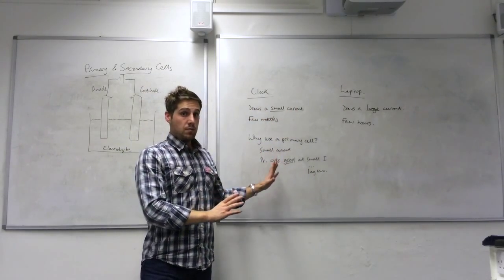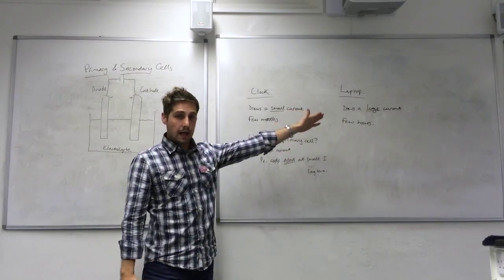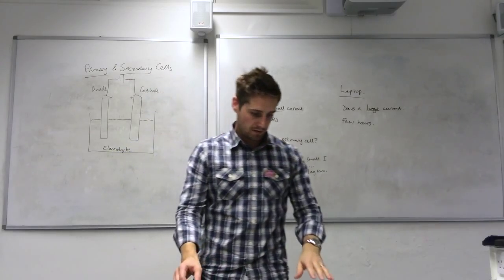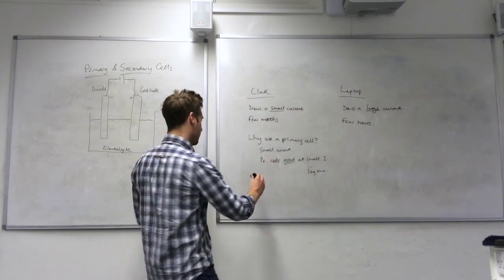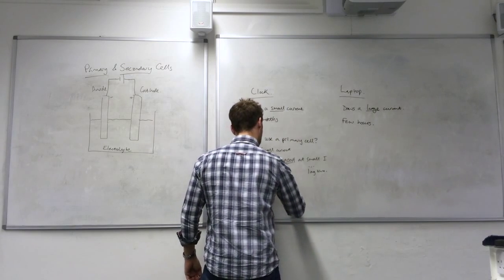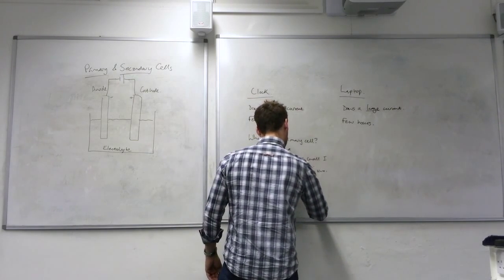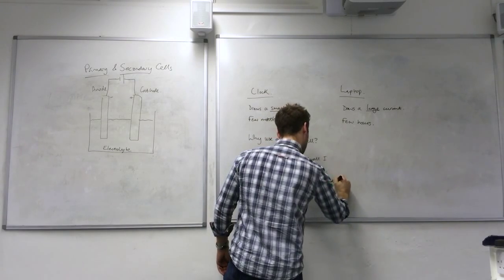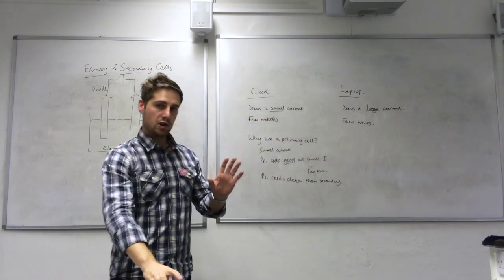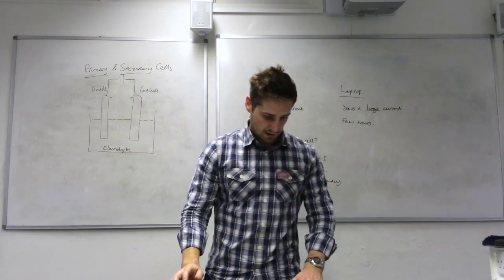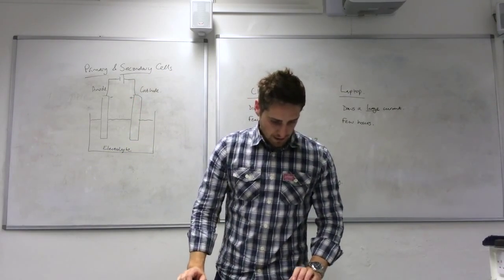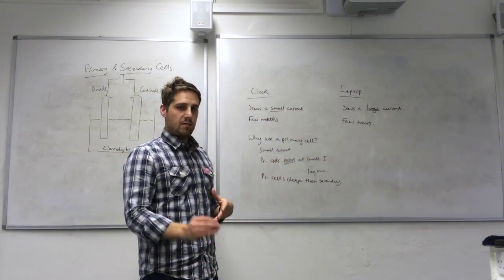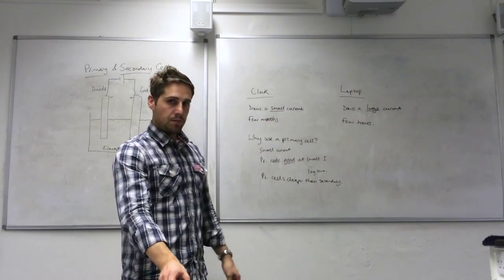It's not all they can do. They can provide a large current, I already said that, but they are good at providing a small current over a long period of time. They're also cheaper. Generally speaking, they are cheaper than secondary cells. So that's an advantage. Okay, so that's why we would use a primary cell. They're slightly better than a secondary cell.